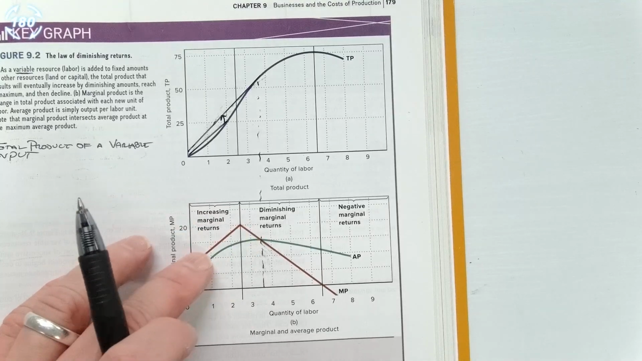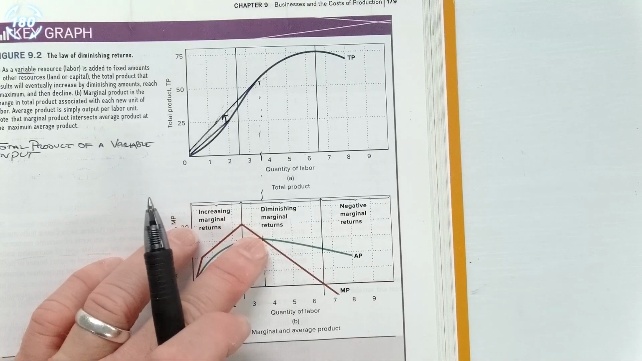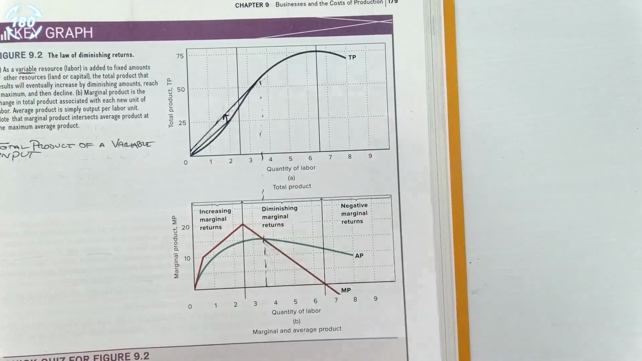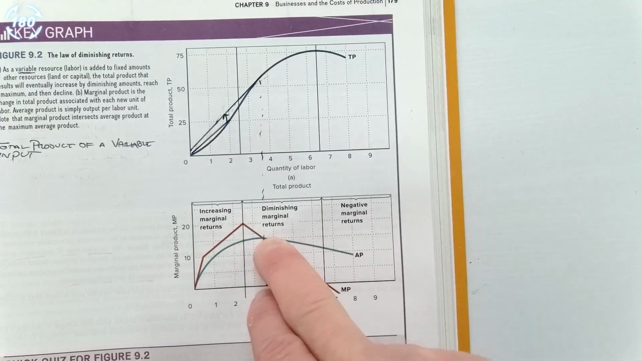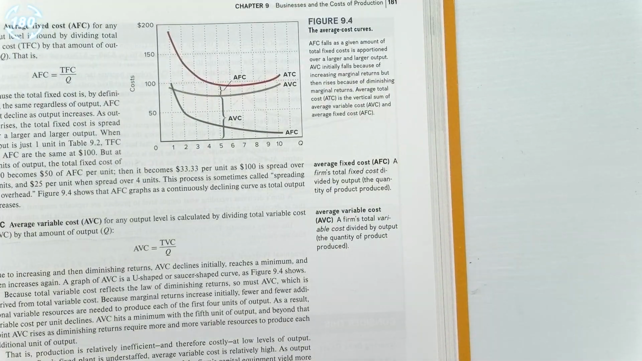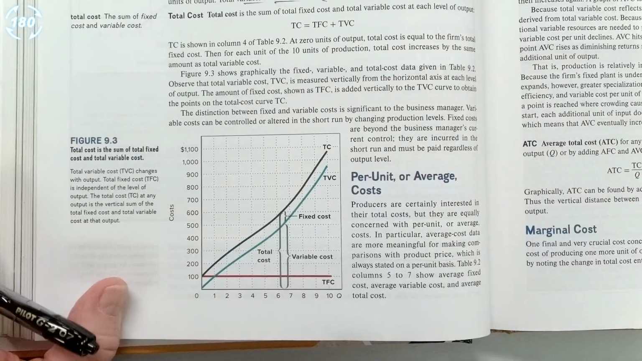So when the marginal is above the average, it pulls the average up. When the marginal is below the average, it pulls it down. So it goes to the extreme, in this case, the maximum of the average product. Hopefully this makes sense. It's ringing a bell here.